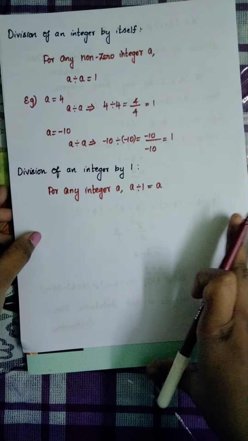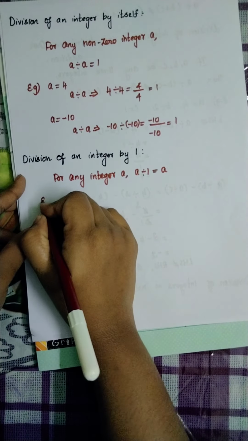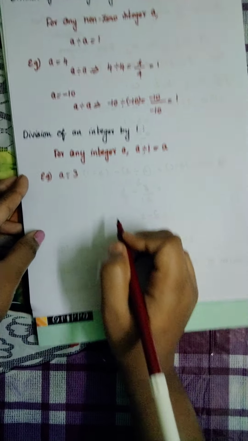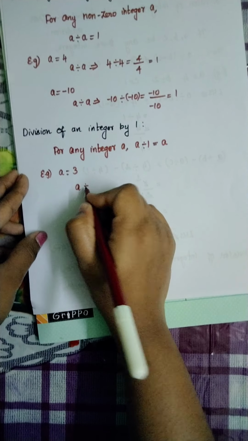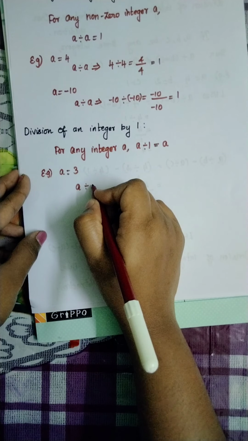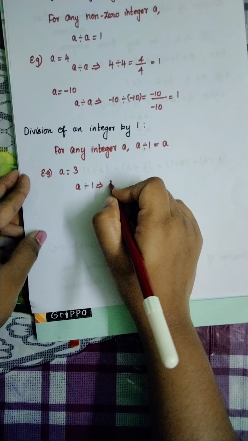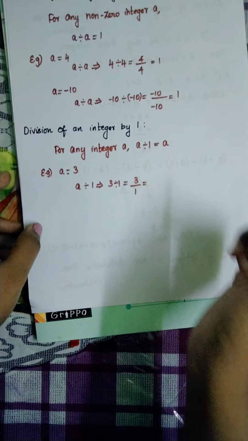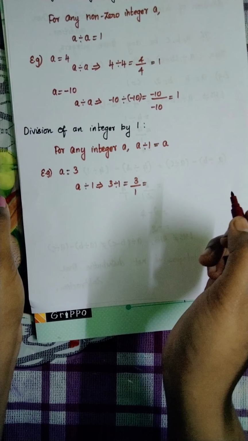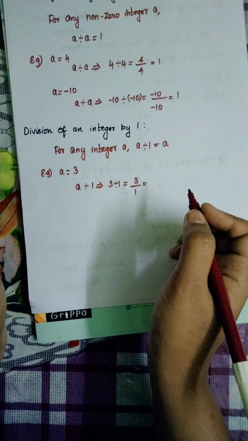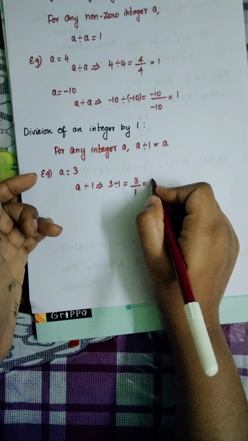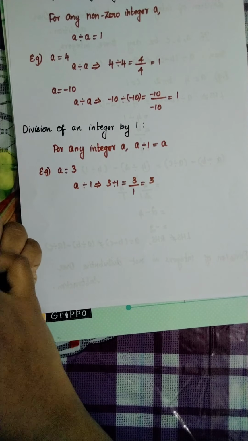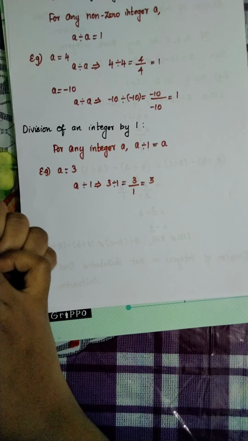Okay, so we can see one example. a is equal to 3. So a divided by 1, that is 3 divided by 1. What is the answer? When you are dividing any integer by 1, the answer is the same number, that is 3. Okay, our answer is 3. This is the condition for any integer a divided by 1 is equal to a.